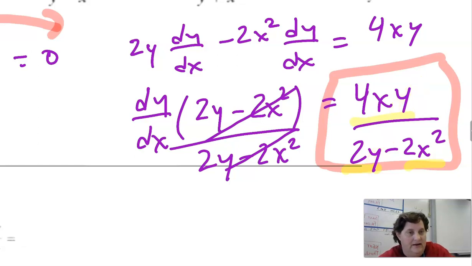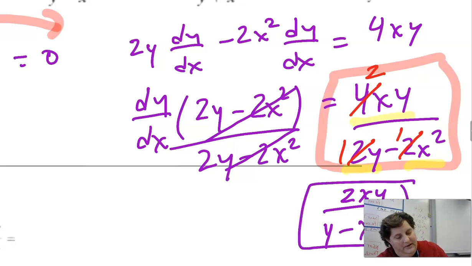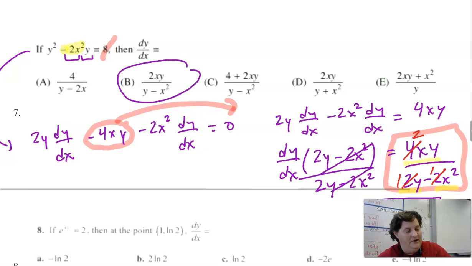So if you look at this, what can I take out of all three? Well, a 4, a 2, and a 2. So I can take out, make that a 2, a 1, and a 1. Okay, so then my answer would look like 2xy over 1y minus 1x squared. And then that's one of my answers. All right, so just make sure that you're simplifying that properly.